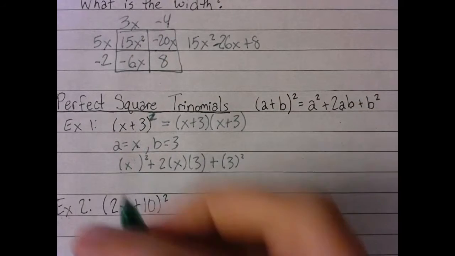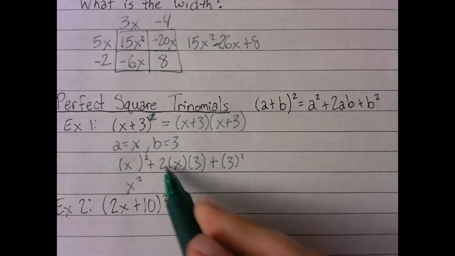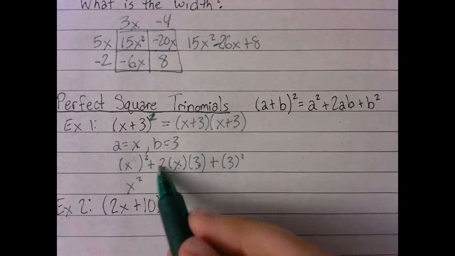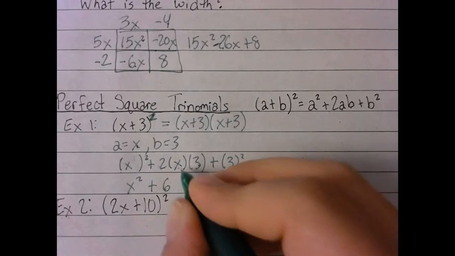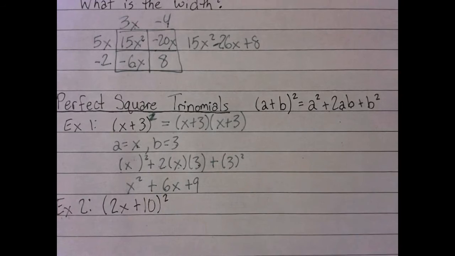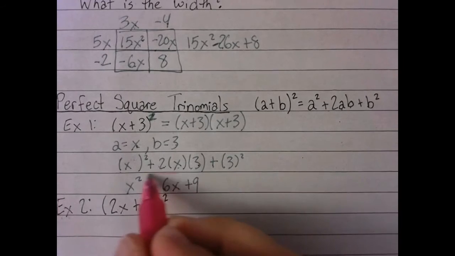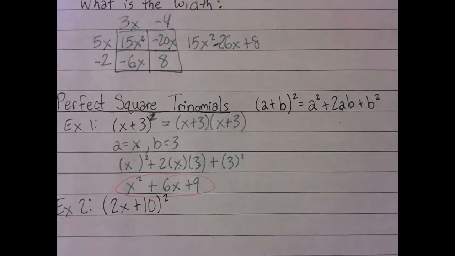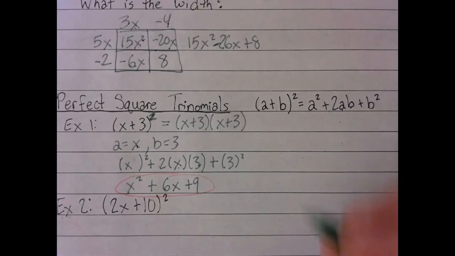So x squared, well that's just x squared. 2 times x times 3, 2 times 3 is 6, and then x. Plus 3 squared is 9. So there's our answer. Let's double check. Let's do the box method and see if we get the same thing.